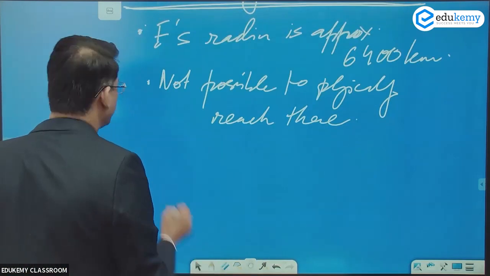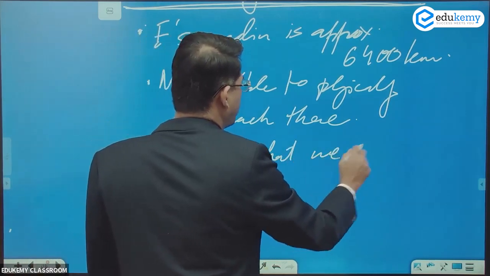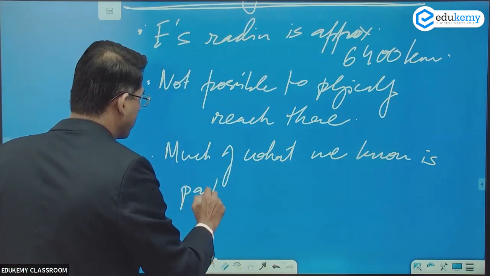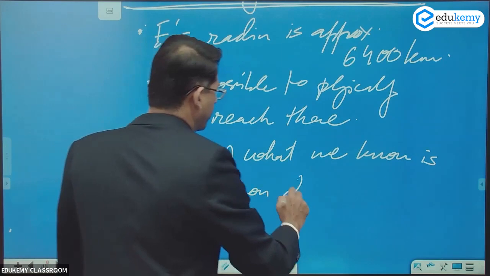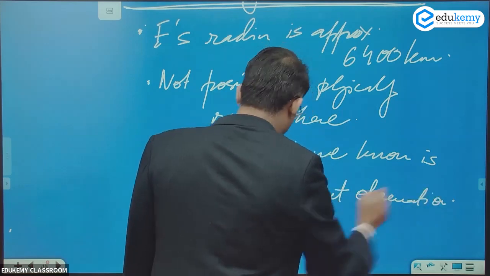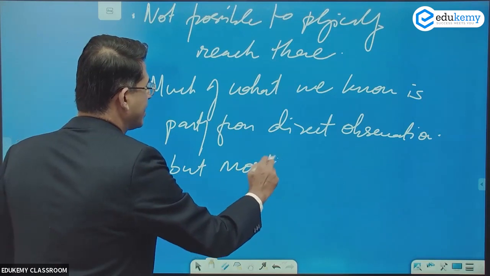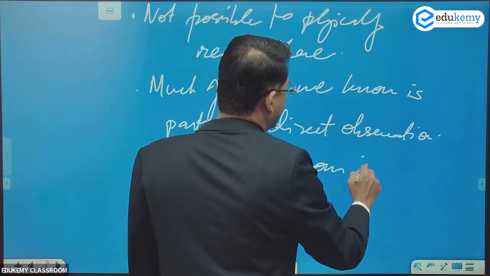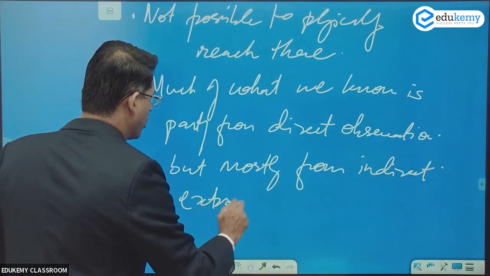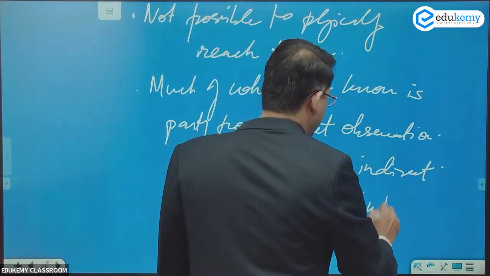Much of what we know is partly from direct observations, but mostly from indirect extrapolations and inferences.